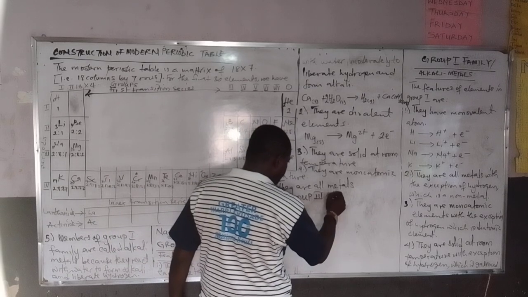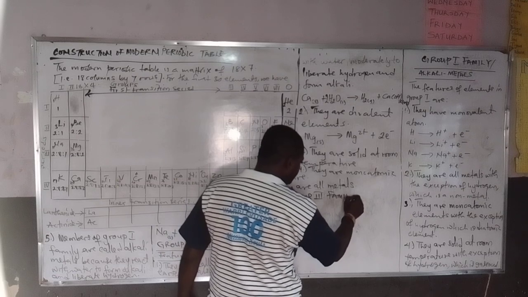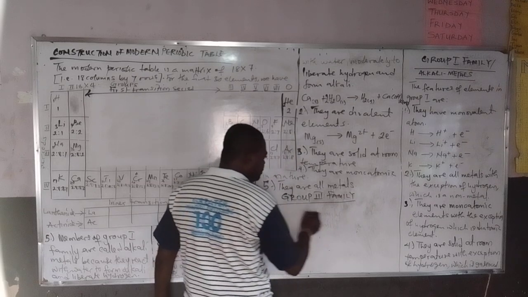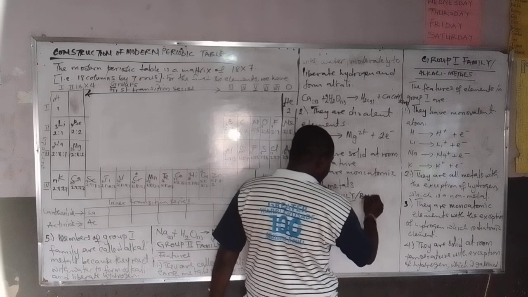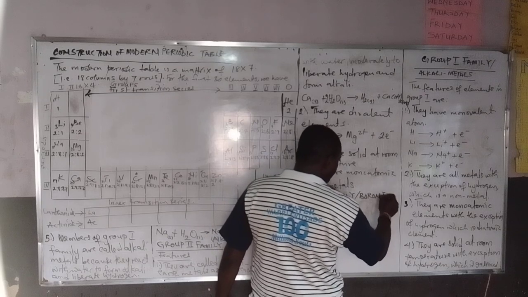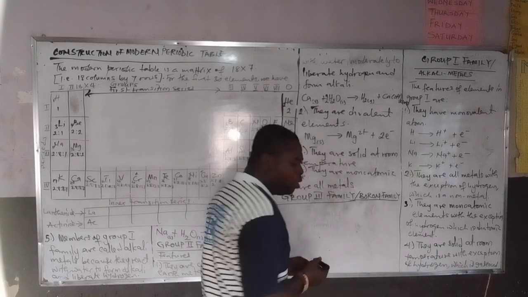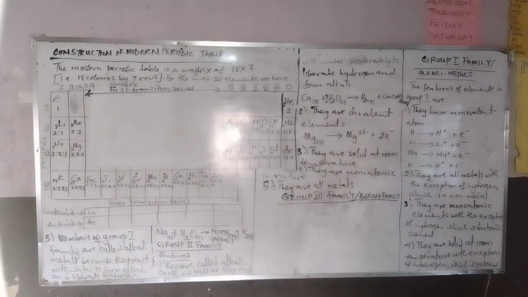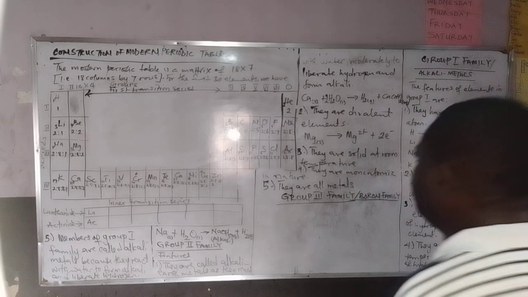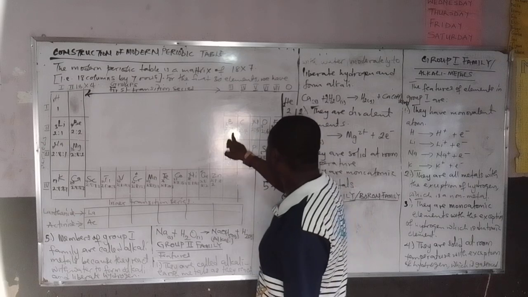Group 3 family. This group 3 family is also called the boron family. Let's look at it. Now, this is group 3.